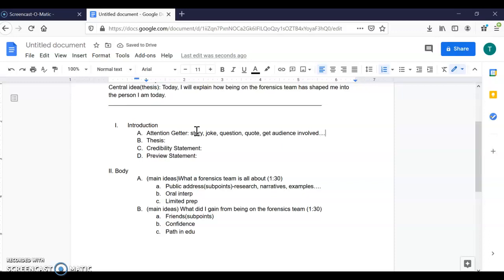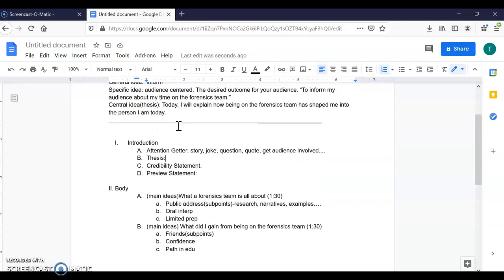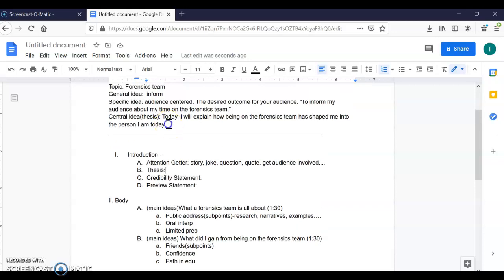So anything you want, as long as it has to do with our speech and it is effective. All right, so after you get our attention, your thesis comes next. And guess what? Your thesis is done because you did that speech plan. And your thesis is that central idea.